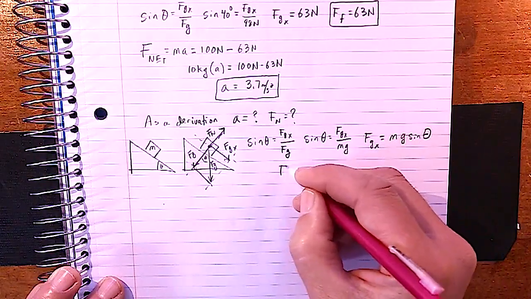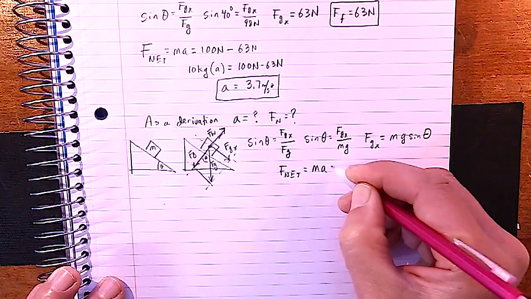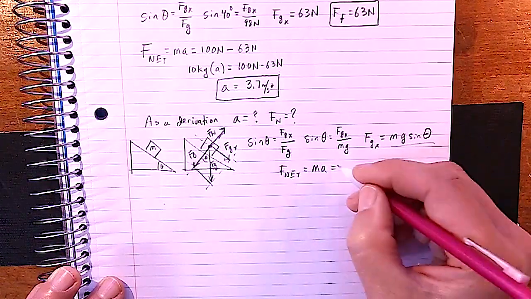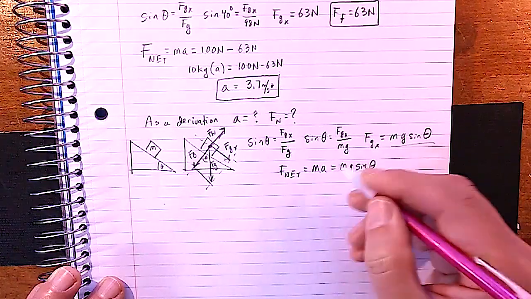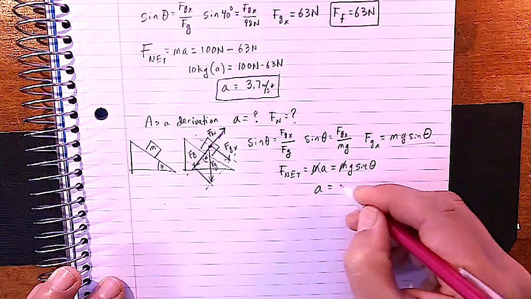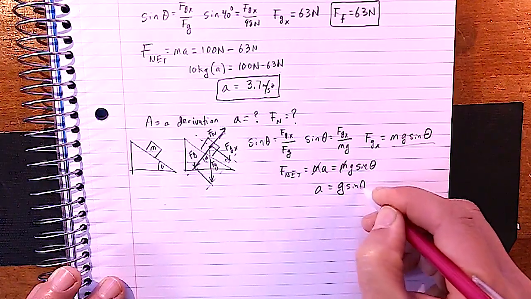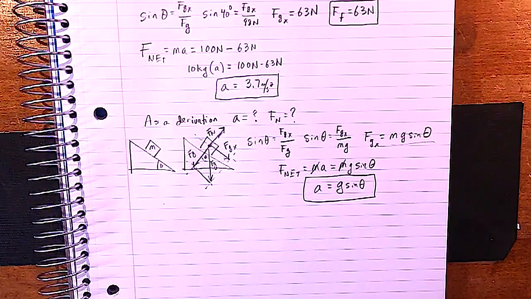So now we can write our Fnet equation. Fnet equals ma equals mg sine theta. And we have mass on both sides, so we can cross that out. And we're left with a equals g sine theta. And that's our answer. That's a derivation.